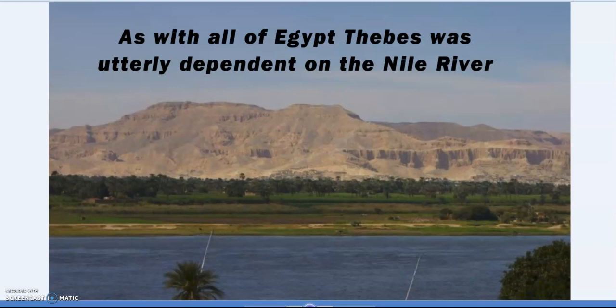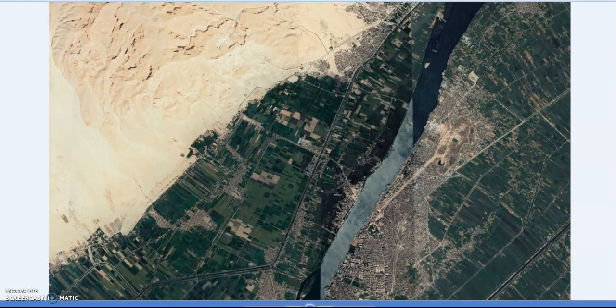So as with all of Egypt, Thebes was utterly dependent on the Nile River, just like the Delta and Lake Moeris and Lower Egypt, Northern Egypt. There is no Egypt without the Nile. Egypt is the Nile. That whole culture is built on the Nile. The gods connected to it, the stories, everything is built around it.